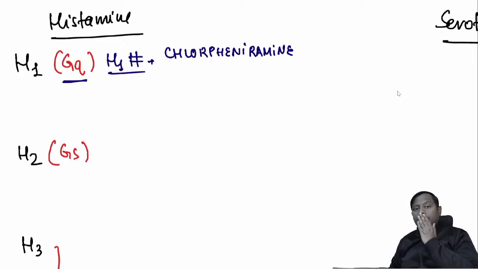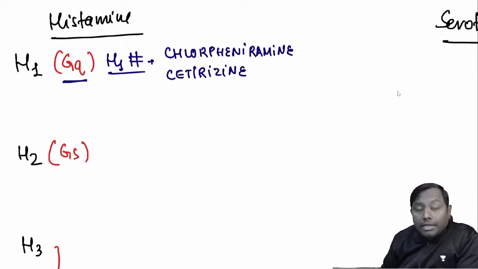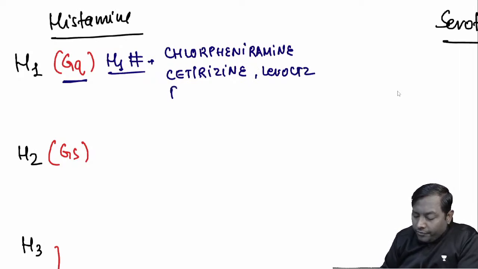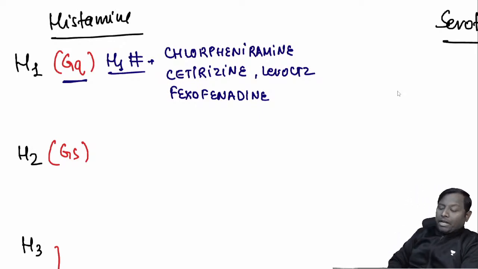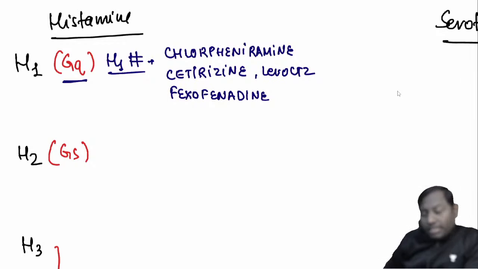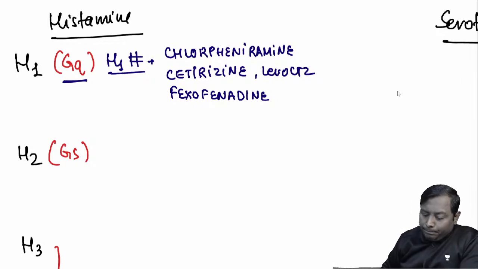We have many other drugs in this one, like for example cetirizine, that is the second generation H1 antagonist. Then we also have levocetirizine. We also have fexofenadine. These are the H1 antagonists. Fexofenadine is an isomer of actually terfenadine. Terfenadine is banned because of QT prolongation. Remember that.